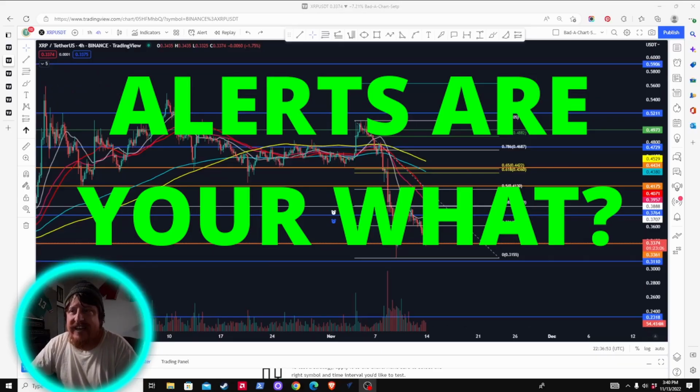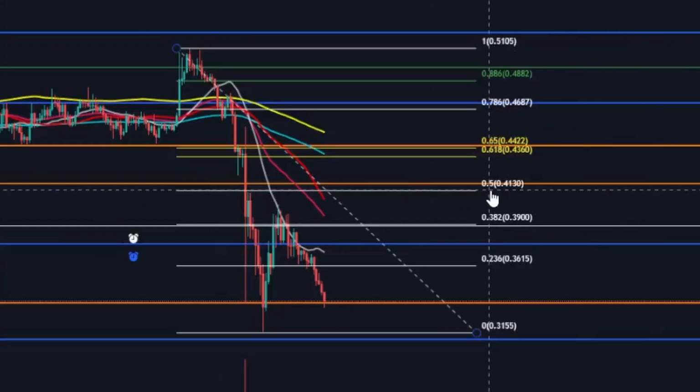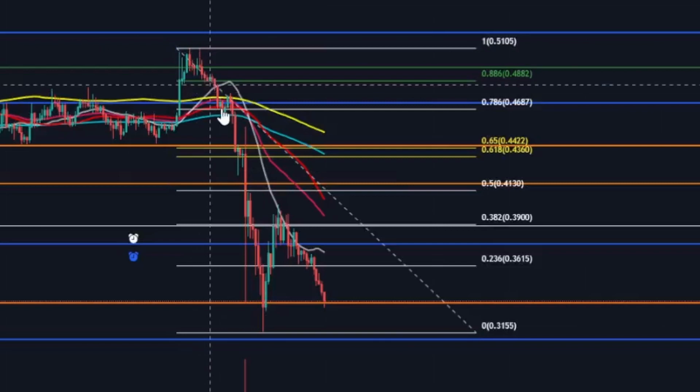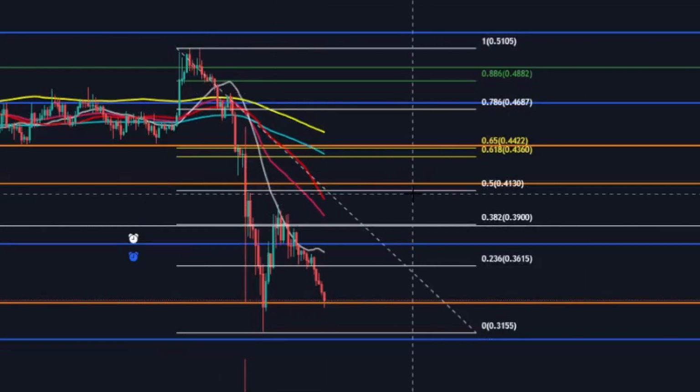So there's two other alerts that I'm going to set up, and I'll explain why they're relevant. The first one's going to be this 0.5 for this swing high to swing low. That's just a very, very common retrace area, and it's actually just below this orange line of daily resistance, so that's relevant.